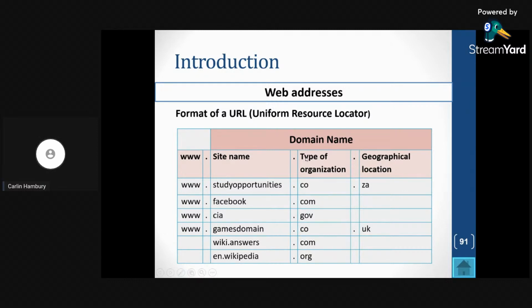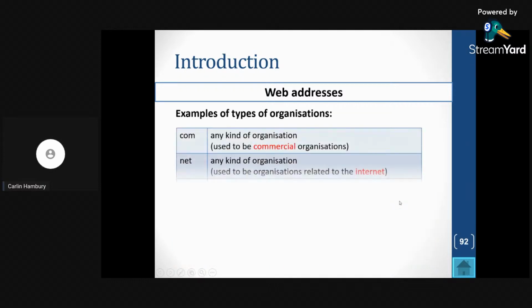What type of website is that? Well, it's an organization. It's telling you it's a company. Where is it located? .co.za. The ZA indicates it's located in South Africa. Facebook.com, commercial website. CIA.gov, government website. Here's Games Domain. That's a company located in the UK. So it's important to know this breakdown.